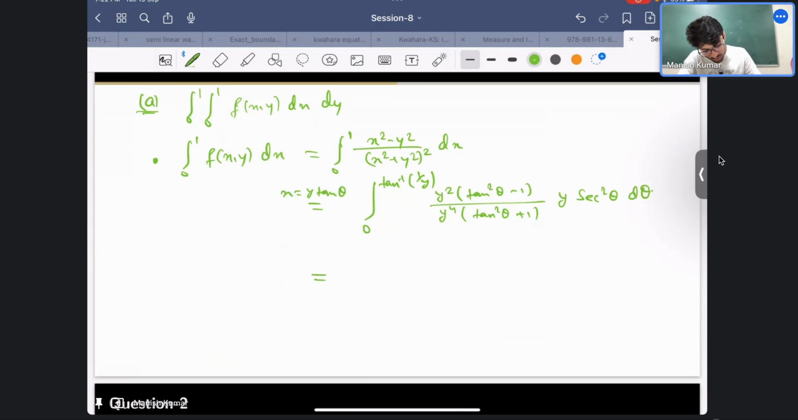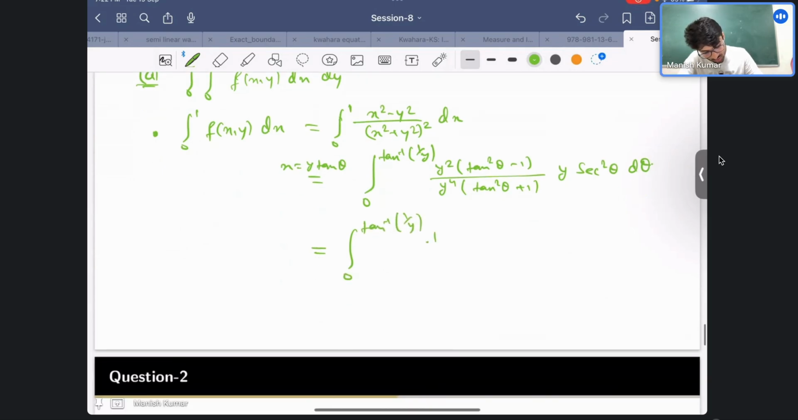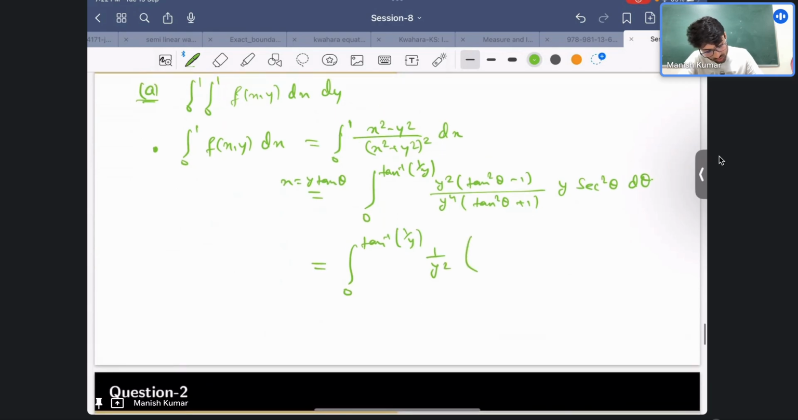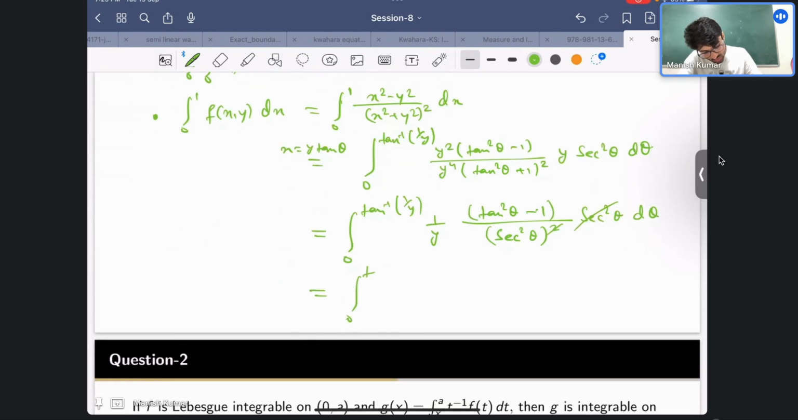So now here you can write 0 to tan inverse 1 by y. So this will be 1 by y square, and then here you have tan square theta minus 1 as it is, but in the denominator you have sec square theta, and then squared, right? So this is sec square theta, and then 1 by y will cancel d theta. Now this sec square theta will cancel this one, so what you have is 0 to tan inverse 1 by y, 1 by y.